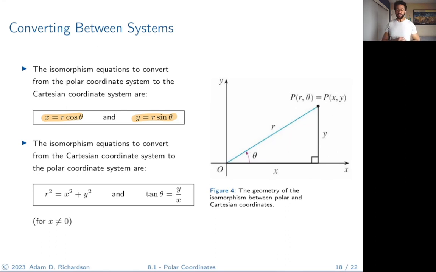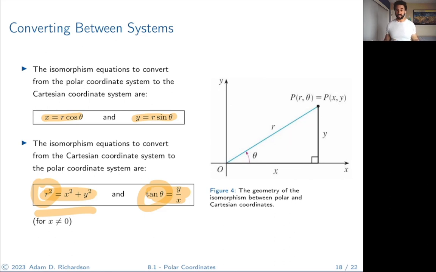The isomorphism equations, if you want to convert the other way, if you want to convert from Cartesian to polar, are given by these equations here. There we go. So basically, if you have Cartesian coordinates and you want to go to polar coordinates, these equations down here will let you find the radius, and it'll let you find the angle, just like so. So these are quite literally the formulas that allow us to map back and forth between these two coordinate systems. So these are the isomorphism equations.